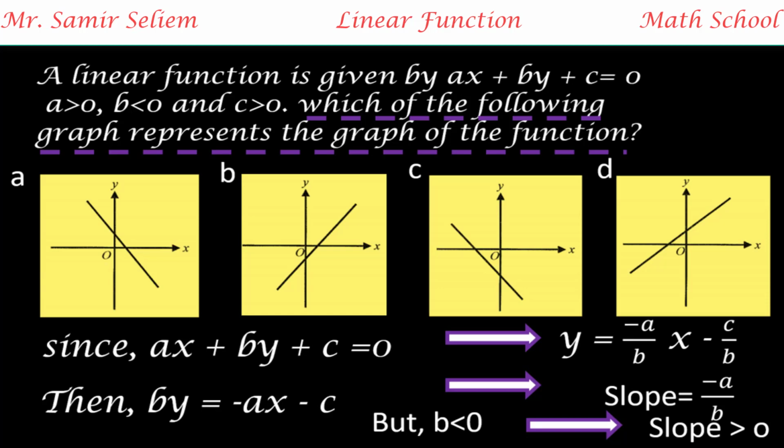So we can choose shape number B or shape number D. But look at the equation here, y equals negative a over b x minus c over b. But b is negative, so this amount is positive. So the y-intercept is positive. So the correct answer is D, not B. So the answer option is D.